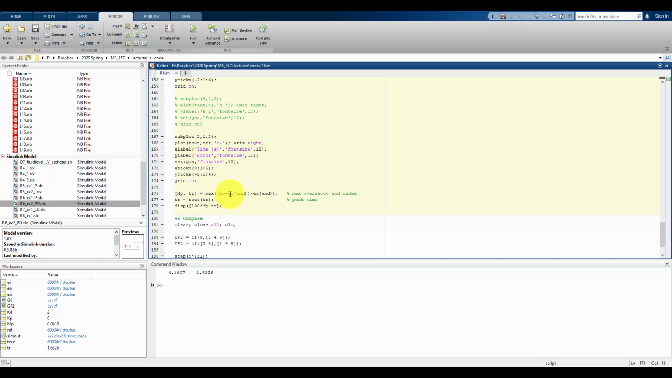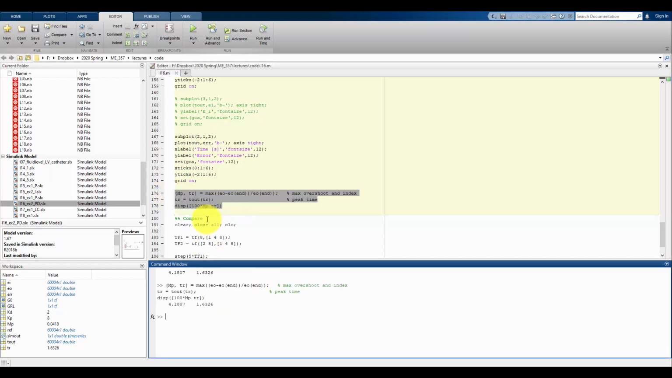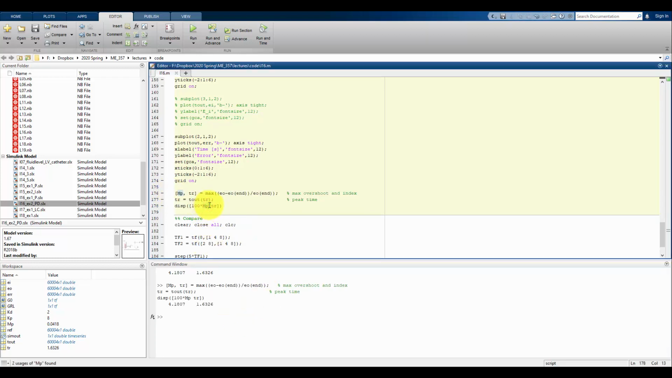That's what my max overshoot is defined as, because it's a percent difference. Right? And then I want to see when that happens. So I'm pulling the index using the max function, and then that same index on my tout is going to give me the time when my maximum is happening. All right, so it's saying that my max overshoot is about 4.2%. Do notice I'm doing 100 times that MP. So I get 4.2% as my max overshoot, and it's occurring at 1.63 seconds.